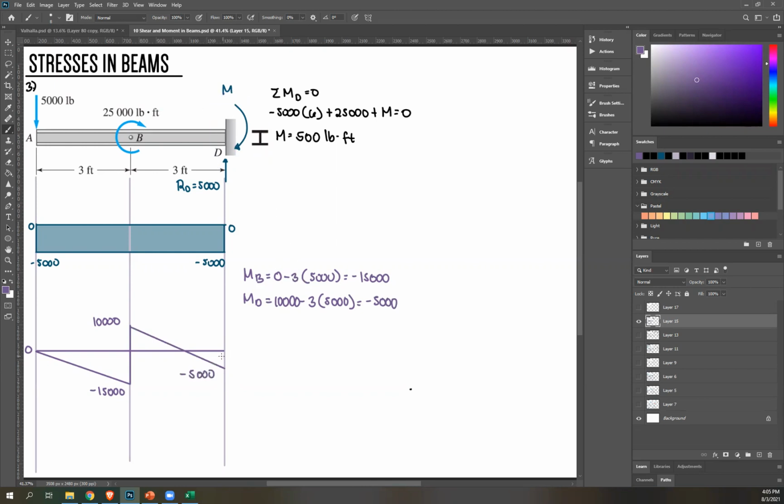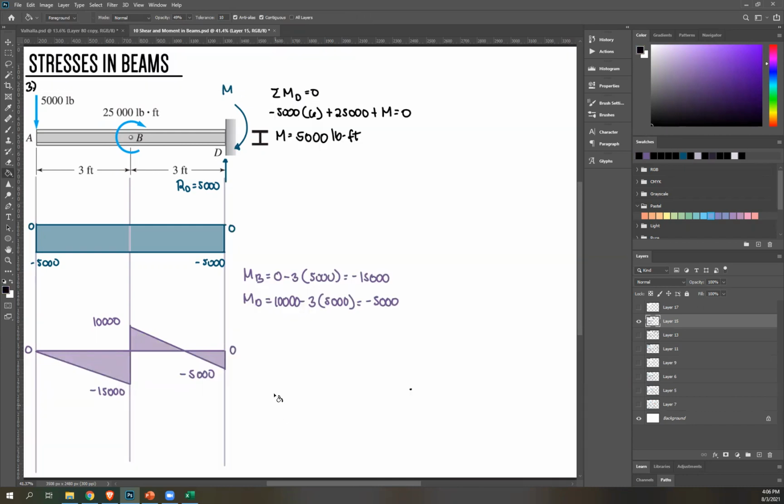Then there's a reaction here, clockwise, so you're going to go up. Sorry, moment is 5,000, not 500. So once again, this is 5,000. Negative 5,000, there's a moment of positive 5,000. So negative 5 plus positive 5, you'll get 0. So this is an indicator that you did the graph correctly.